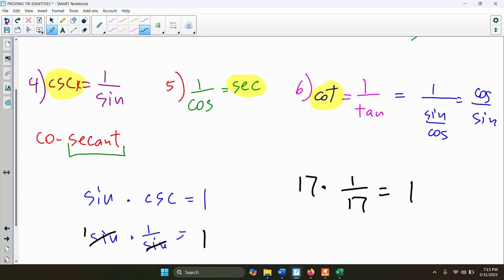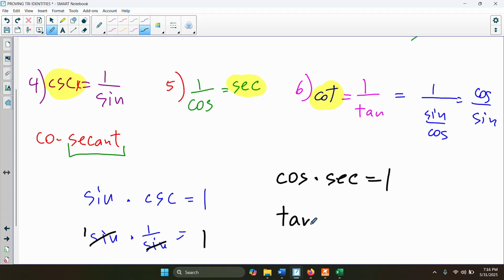And so that extends further to the other functions. As an example, cosine times secant is automatically 1 because they are reciprocals of each other. And you can go one more step: tangent times cotangent equals 1.